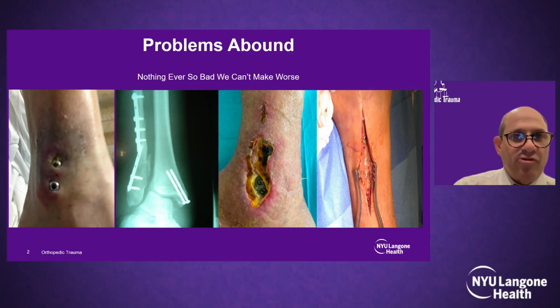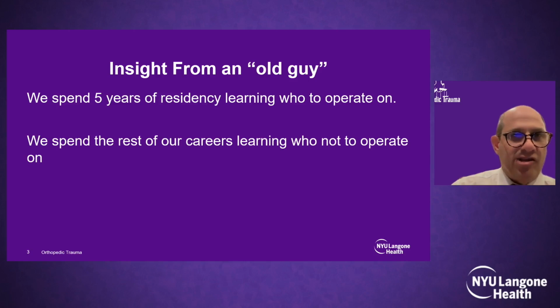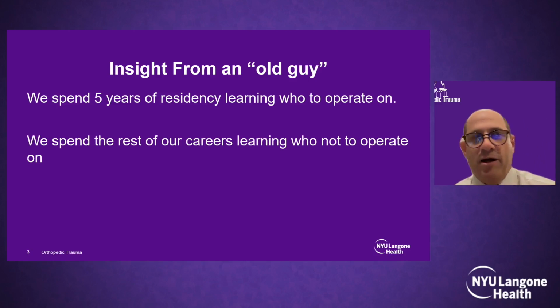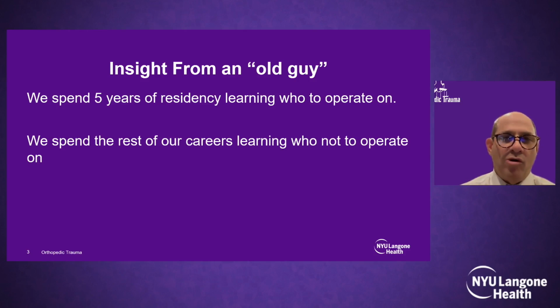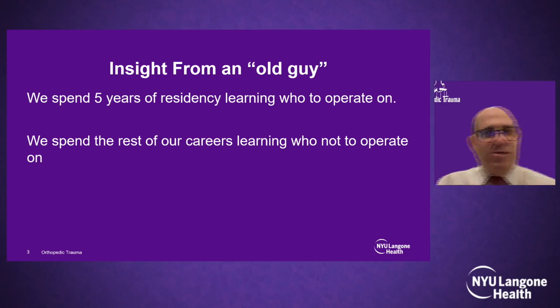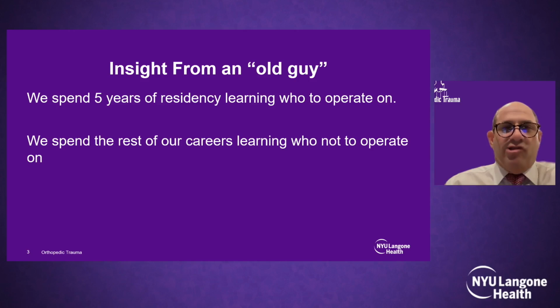So a little bit of insight from me, because I've reached old guy status. We spend 5 years of residency learning who to operate on, and then we spend the rest of our careers learning who not to operate on. And as I do more and more of this, and I see more things and more problems, I find this to be more true than not. So I've learned a lot about who I shouldn't operate on, and I think that's something that we don't do a great job of teaching our residents.